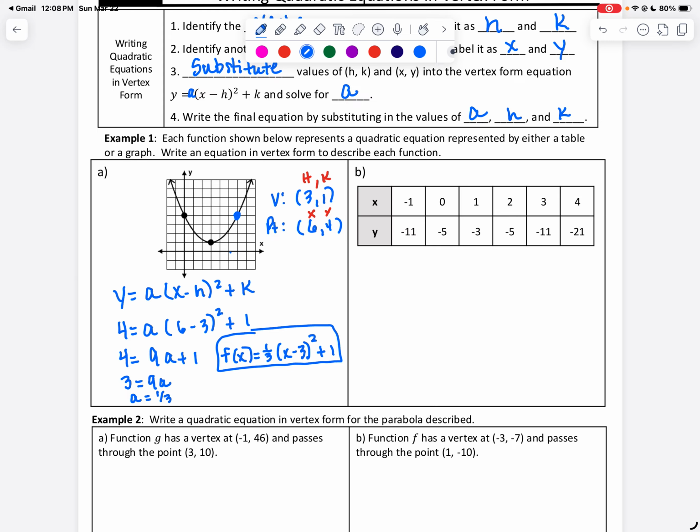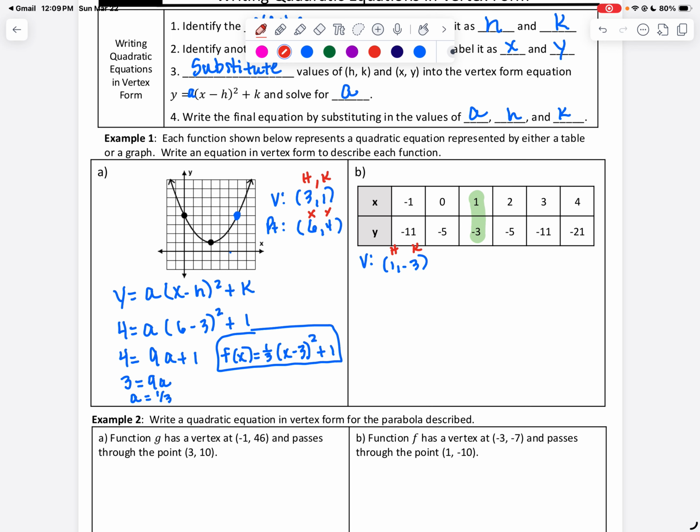All right, in our next problem, we're given a table of values. So the first thing we need to do here is identify our vertex. So to find the vertex for a table of values, you're going to look at your y values and find where they repeat. So we have -11, -5, -3, and then it goes back to -5. So our turnaround point, or our vertex, is right here. So this will be 1, -3, and I'll label that h and k. Remember, your vertex is always h, k.